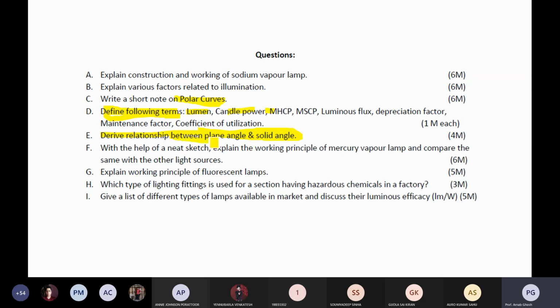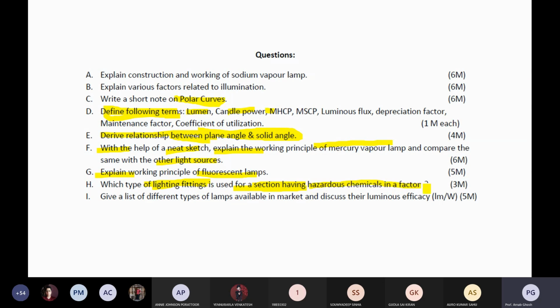I may have missed that, but you can get it in any of the common reference books. With the help of a neat sketch, explain the working principle of the mercury vapor lamp and compare it with the other lamps. Same thing, explain the working principle of the fluorescent lamp. Which type of lighting fittings is used for sections having hazardous chemicals in a factory?